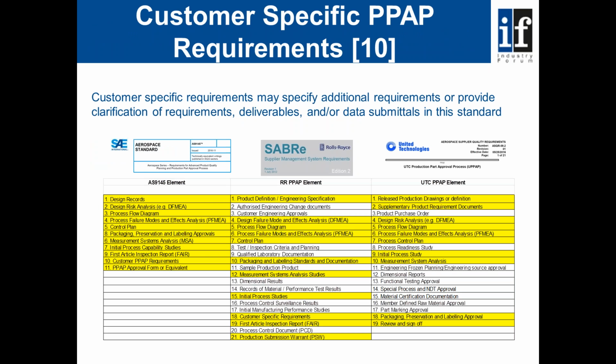of PPAP required by AS9145. In the middle, we can see Rolls-Royce's supplier requirements, and what we can see there then is that we have the 11 AS9145 requirements, but then another 10 requirements. So a PPAP for Rolls-Royce would incorporate 21 elements.